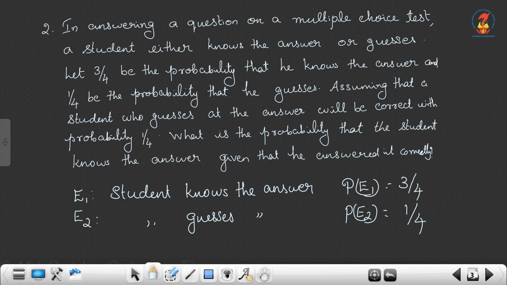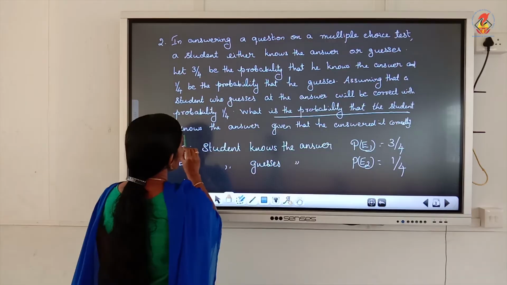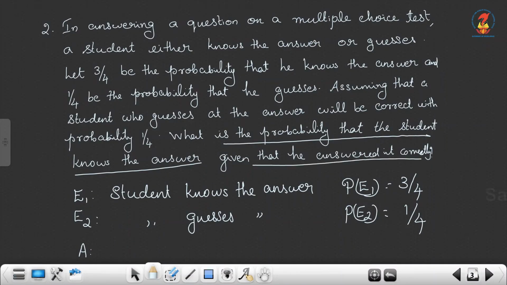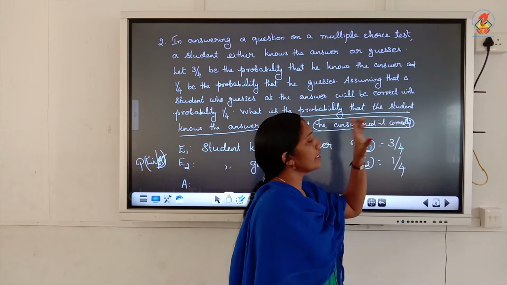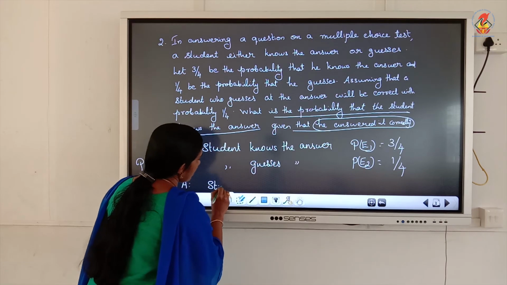Now what is A? Here, look, what is the probability that the student knows the answer given that he answered it correctly? That is "given that." Actually, in all these questions we have to find Ei given A. So Ei means E1 and E2, student knows or student guesses. This A part is this one, the given part, the denominator part: he answered it correctly. Okay. So A be the event, student answered correctly.